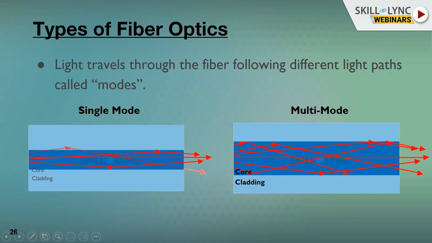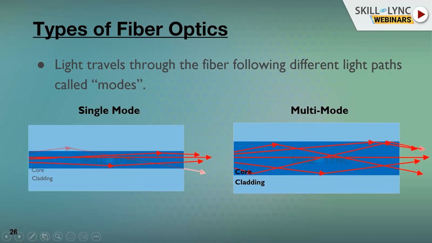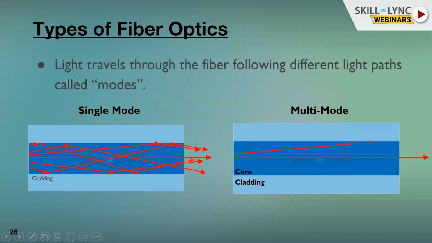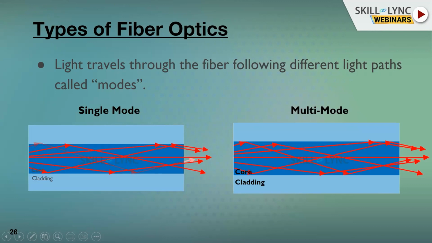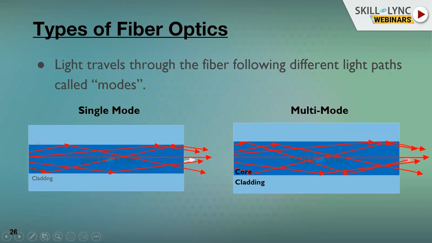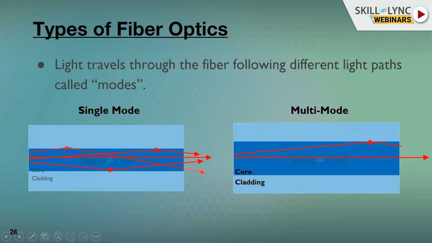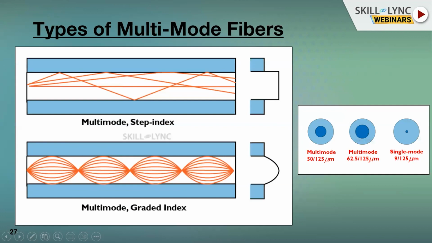Whereas in the multi-mode, the fiber carries light through the core in many rays. If you look at the animation, you can actually find it. It has a larger core which supports the transmission of multiple rays. Okay, now let's see a bit of the physics of it. In the multi-mode, you actually have two types. The first one is step index, the other one is graded index.